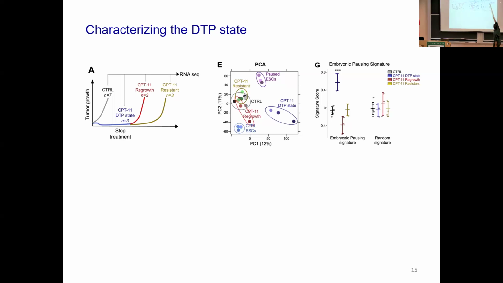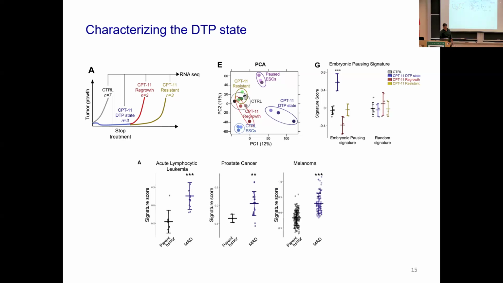And you find that it's only the DTP that has a high sort of correlation with the embryonic pausing signature. All the other ones are basically after stuff has grown. Right? So the phenotypic state of cells, no matter whether they're resistant, they never saw the drug, or they relapsed, all of them are very similar in their phenotype. Not surprising, they're just growing cells, right? But these guys are actually much more like this paused state. Good? Makes sense?